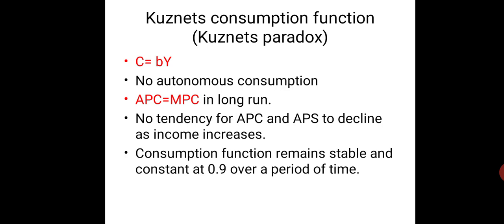Another major thing you need to remember here is that Kuznets paradox is considered as a long run consumption function, whereas Keynes consumption function is a short run consumption function. Another important difference between Keynes and Kuznets consumption function is that Kuznets considered that there is no autonomous consumption. You can find that Kuznets consumption function is C equal to BY, where he has completely ignored autonomous consumption in long run. So the consumption function is just BY, that is MPC and income. So there is no autonomous consumption under Kuznets consumption function.